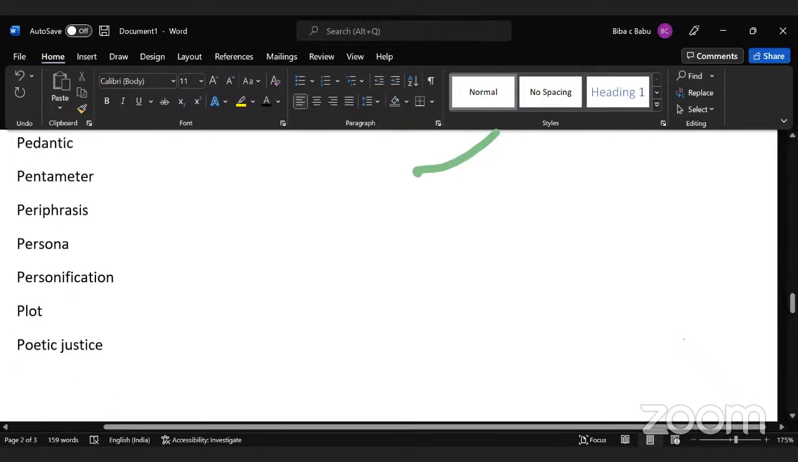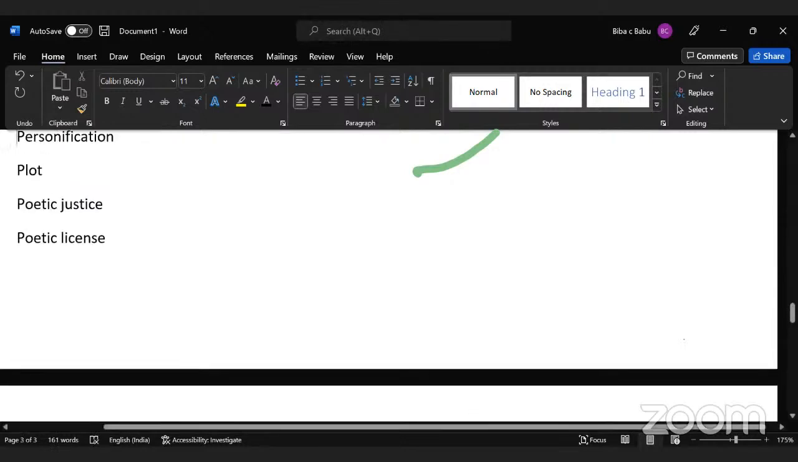Next is poetic justice. It's not that important. Poetic justice is a belief that literature must have some moral lesson, that all literature should have some moral qualities. It should educate morally. It should give a moral lesson to the readers. That is poetic justice.